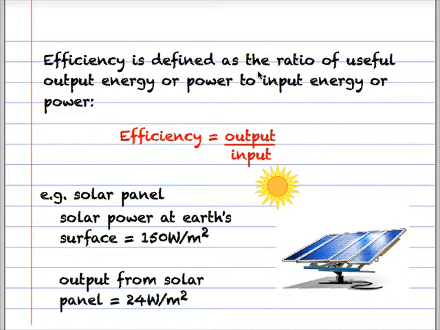So efficiency is defined as the ratio of the useful output energy or power to the input energy or power. And there it is as an equation. So let's take a look at this example here. So we have a solar panel. The solar power, the amount of power from the sun at the Earth's surface, let's say is 150 watts per meter squared. 150 watts for every meter squared of the Earth. Now the output from this solar panel is 24 watts per meter squared, the electricity coming out. So we have the solar energy going in, 150 watts per meter squared, and the output 24 watts per meter squared. Efficiency is output over input. So let's do the calculation.